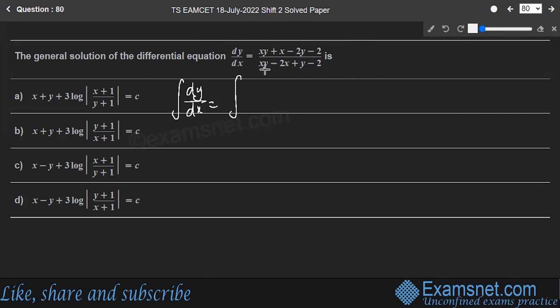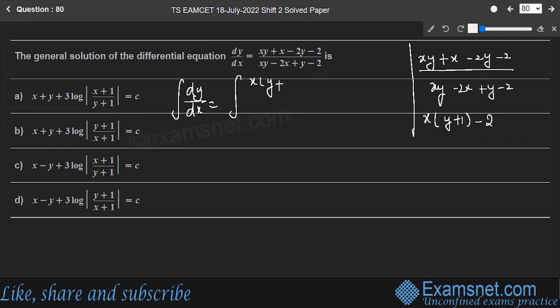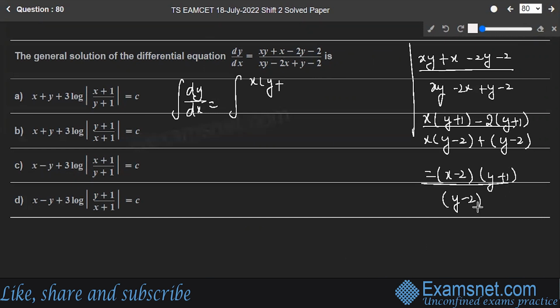You will have here, let's split it up. I'll take xy plus x minus 2y minus 2 upon xy minus 2x plus y minus 2. So I'll take x common. You will have x(y plus 1) minus 2(y plus 1) divided by y(x minus 2) plus 1(x minus 2). So you have (x minus 2)(y plus 1) and (y minus 2)(x plus 1). So these are the two factors.